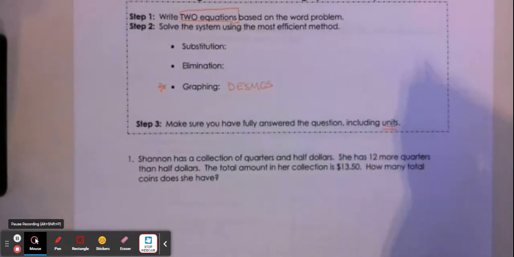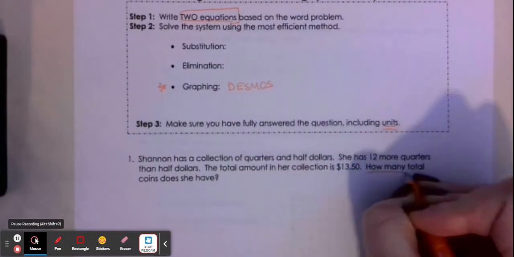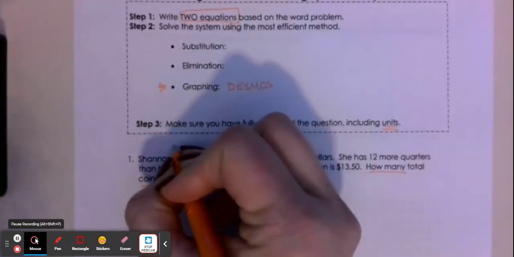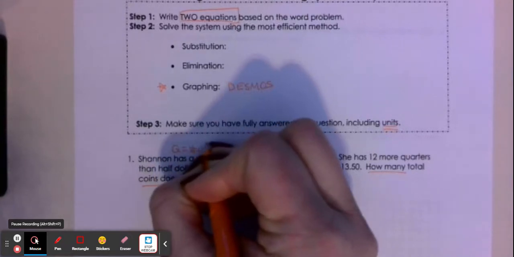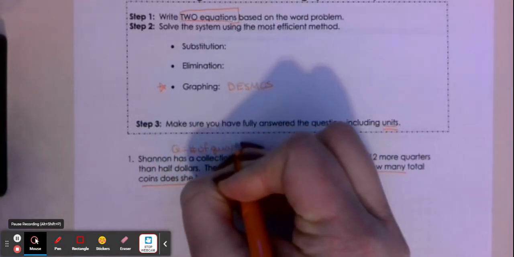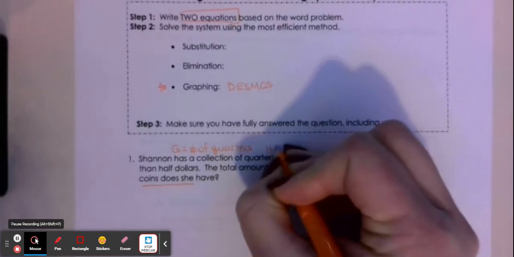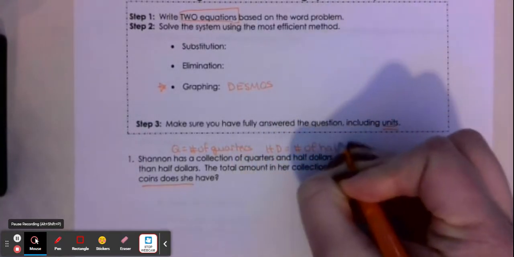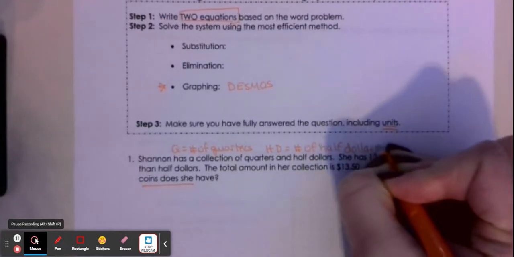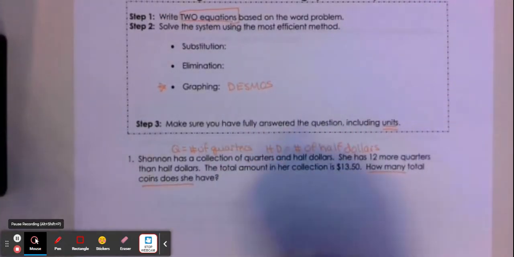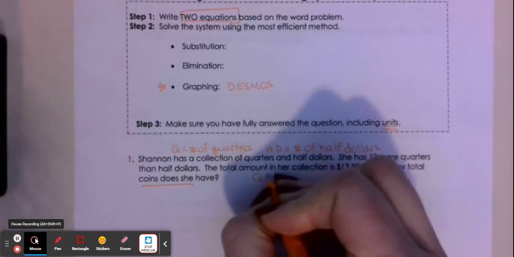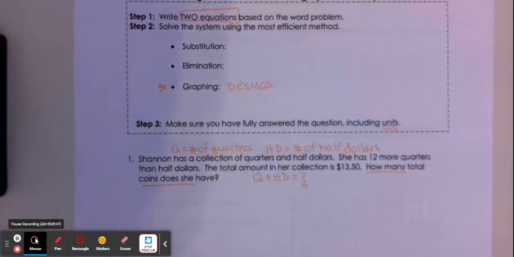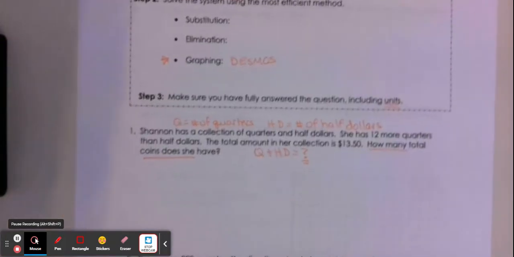So the first thing I want to do is I want to say, what do I want to answer? How many coins? So if Q equals the number of quarters, and HD, we'll say, equals the number of half dollars, my question, so I've identified my variables, is what is Q plus HD? And that is what I want to know, if I'm adding those two pieces up.